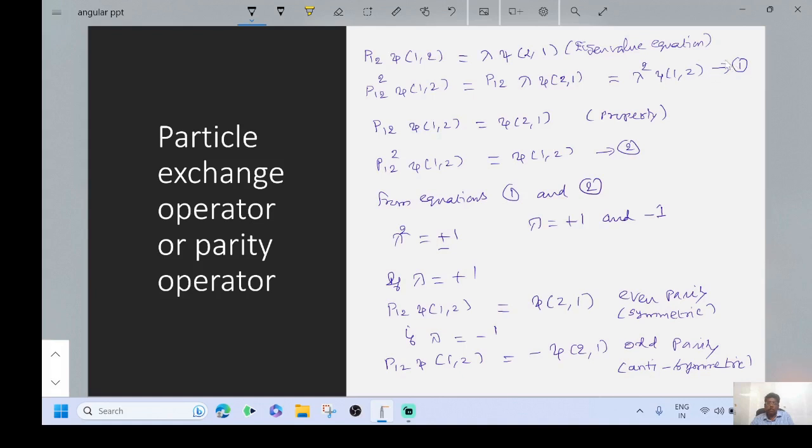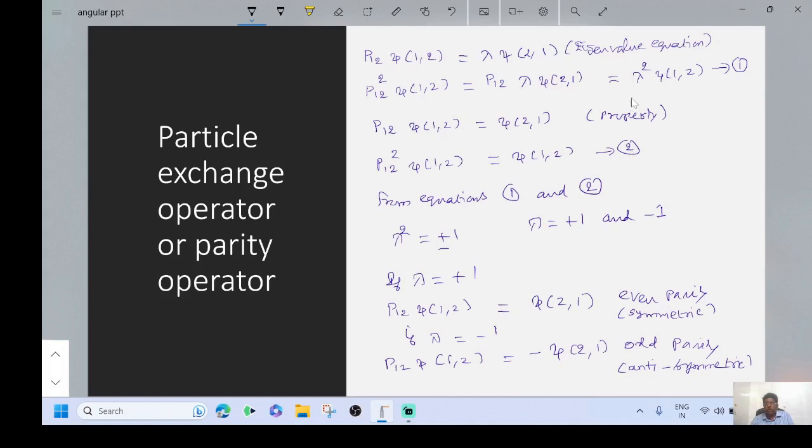So this is equation 1. Now use the property that the particle exchange operator changes the coordinates: 1, 2 is changed to 2 comma 1. If you apply the operation a second time, that is two times, then we get psi of 1 comma 2. P12 psi of 1 comma 2 is psi of 2 comma 1. Another one time P12 operation changes psi of 2 comma 1 into psi of 1 comma 2.